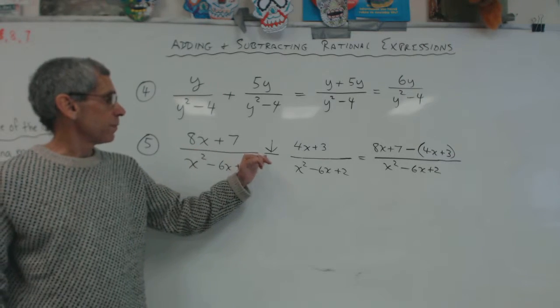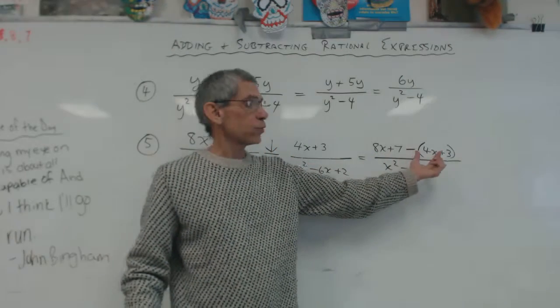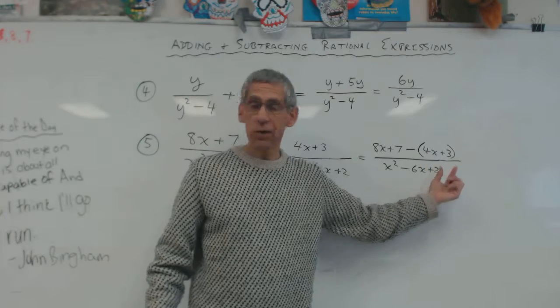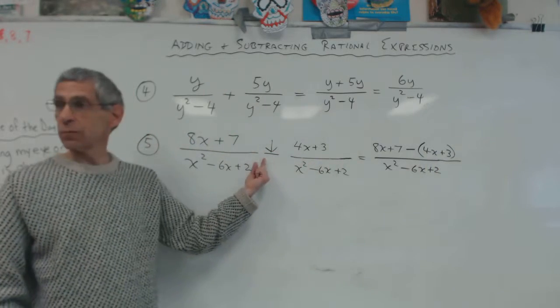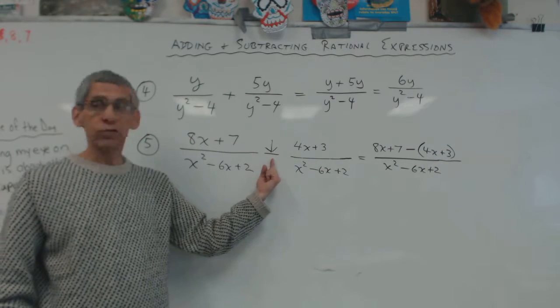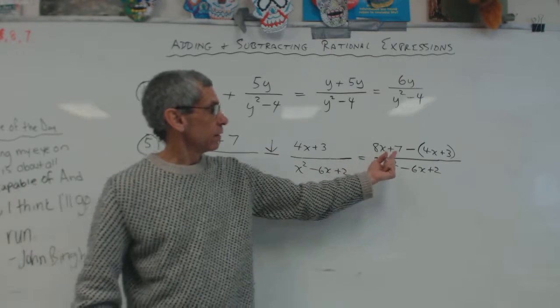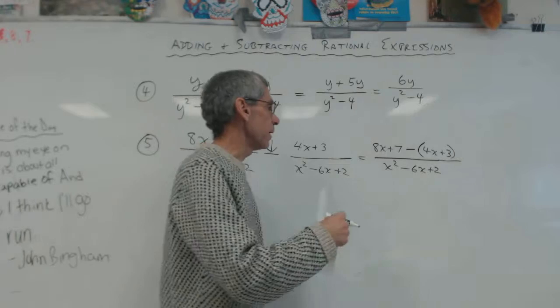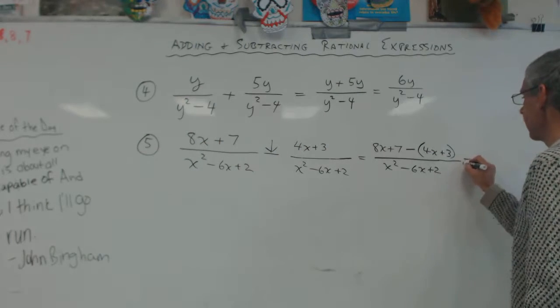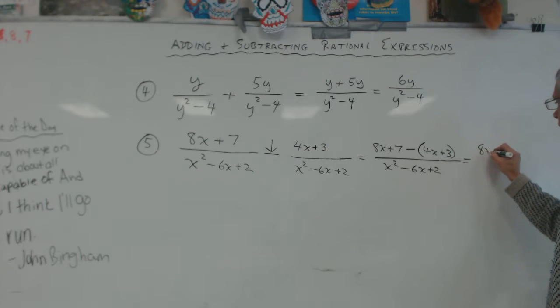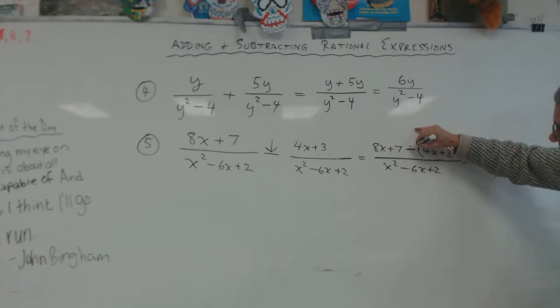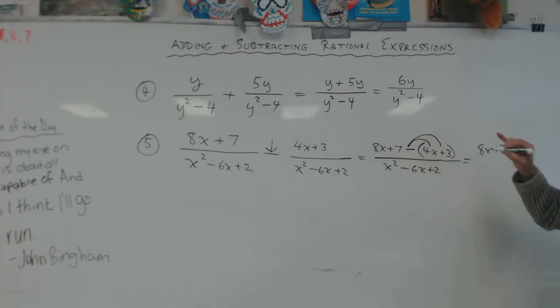8x plus 7 minus (4x plus 3). You're subtracting everything. You're subtracting the 4x, but you're also subtracting the 3. Meaning, if we wrote it again, it would be 8x plus 7 minus, and I'm going to distribute the minus to both of these, right? Am I losing you?